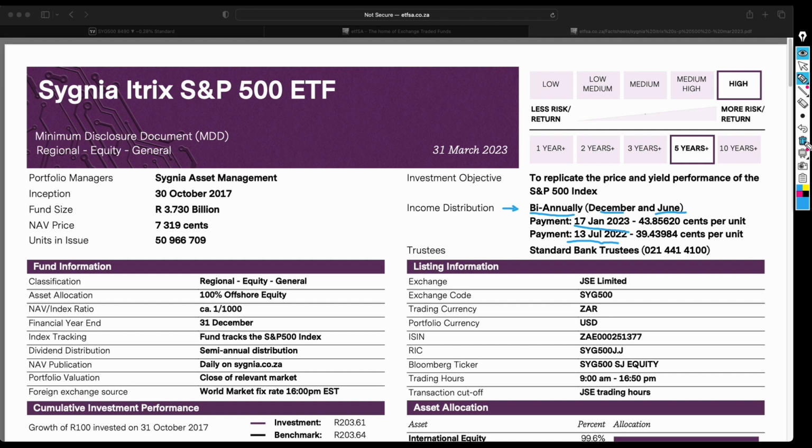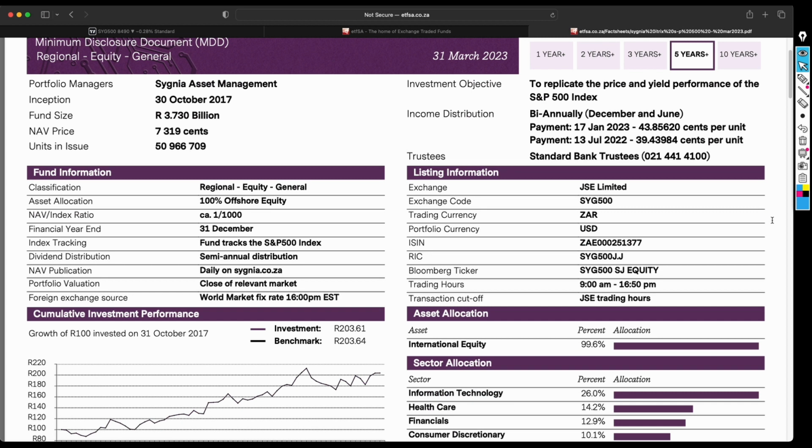So this is a nice thing that we see there, that the ETF does distribute biannually, and it is high risk in terms of the risk profile. It's a high risk ETF. Remember, it's an equity ETF. Everything that is equity is considered medium to high risk, and the time period that is normally proposed is 5 years plus. So it's up to you how long you want to hold an investment.